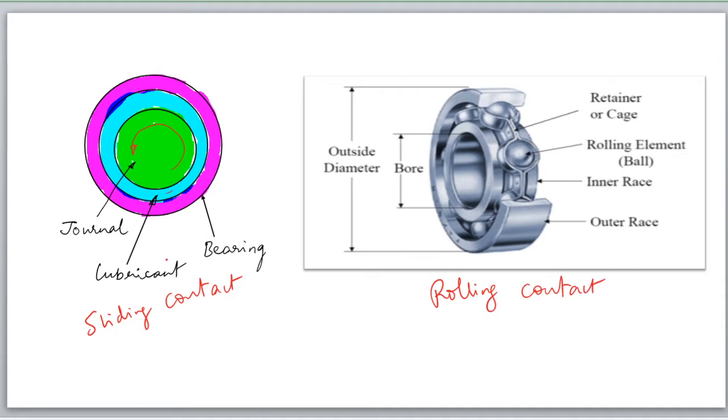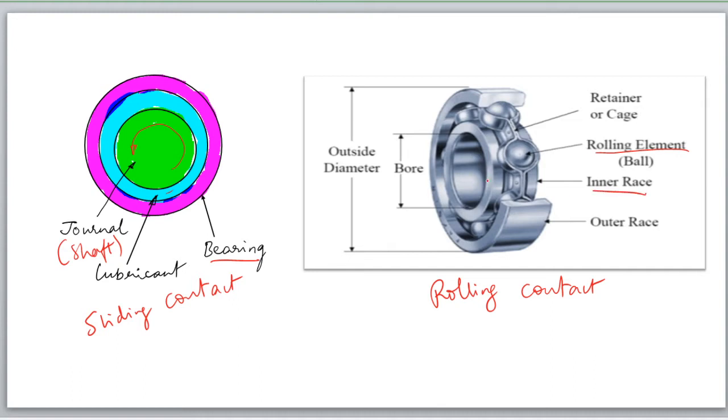In sliding contact bearing, the journal or the shaft and the bearing is separated by a thick film of lubricant. Here the lubricant separates the journal and the bearing, whereas in the second one, that is rolling contact bearing, there is a rolling type of relative motion between the inner race and the ball, or the rolling element. Here the journal is rigidly fixed to the inner race of the bearing.